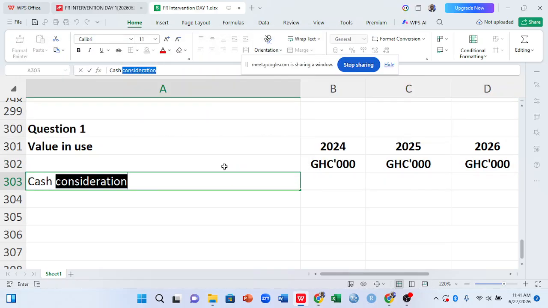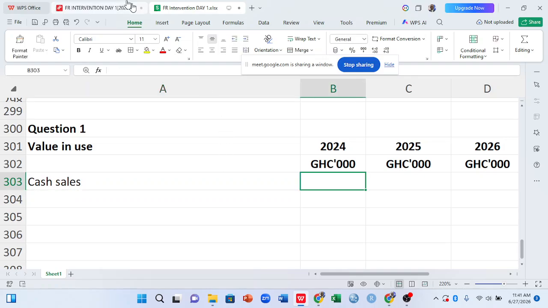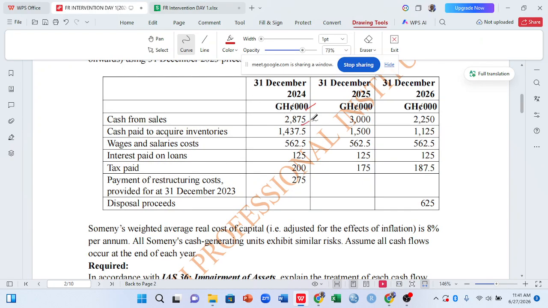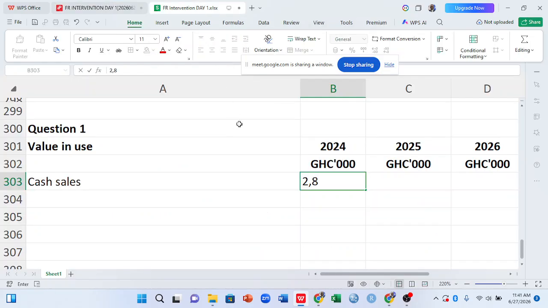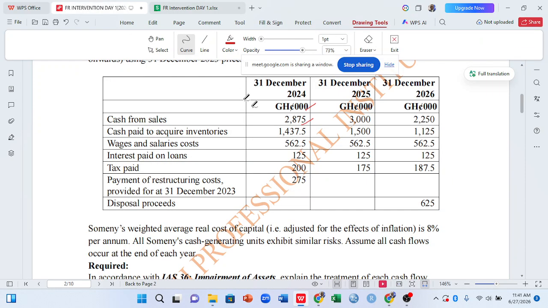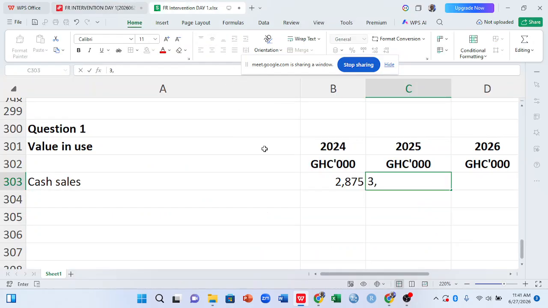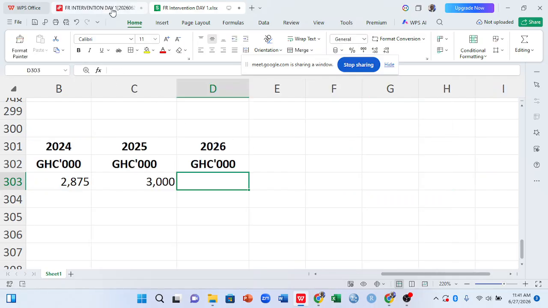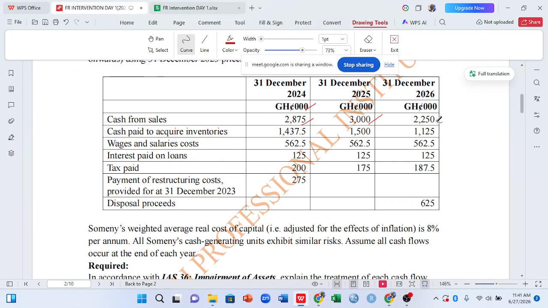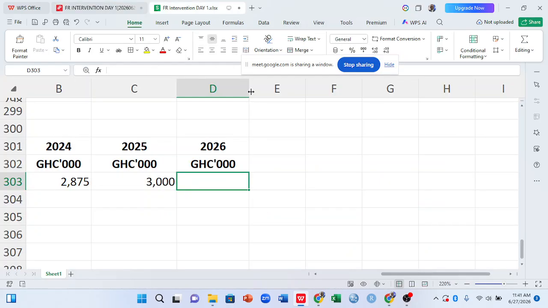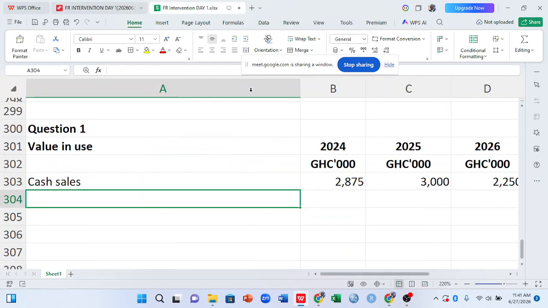So we bring our cash sales. Yeah, for each that's 2875. Next we have 3000. And then the next one is 2250.